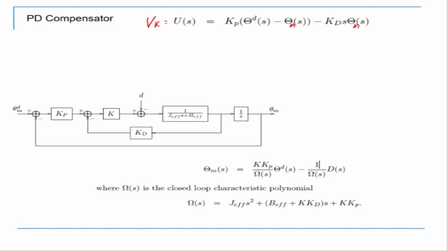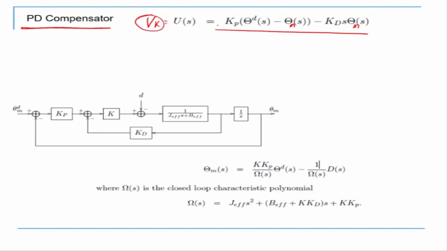So first of all, we decide on a PD compensator or PD controller. Now this PD controller has a KP and a KD. This is something we have studied. So it's a proportional gain and a derivative gain. So KP into (theta d s minus theta m s). Theta m s is the present position of the motor. Theta d is the desired position of the motor.